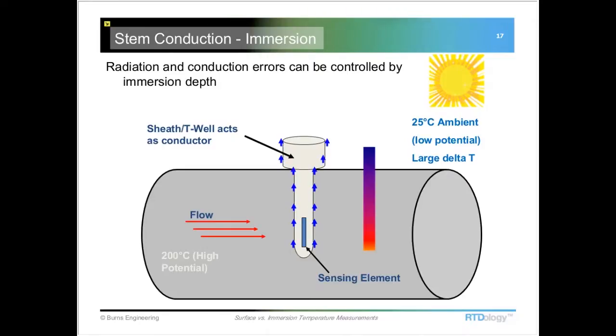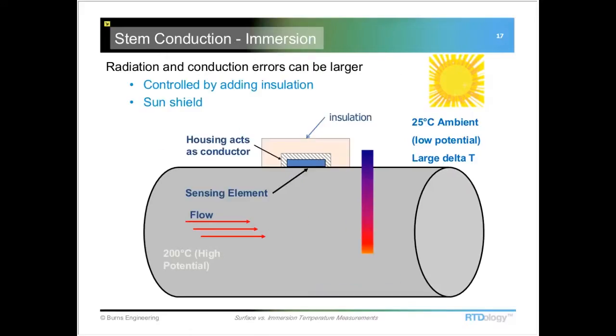And you can see, one of the ways that we can help eliminate that is to make sure that we have sufficient immersion length to overcome those errors. And in the case of a surface mount sensor, we can control some of these errors due to radiation and conduction by adding insulation over the top of the sensor.